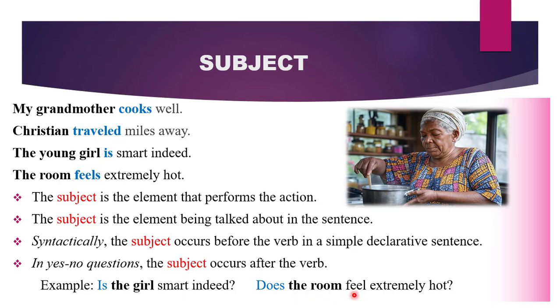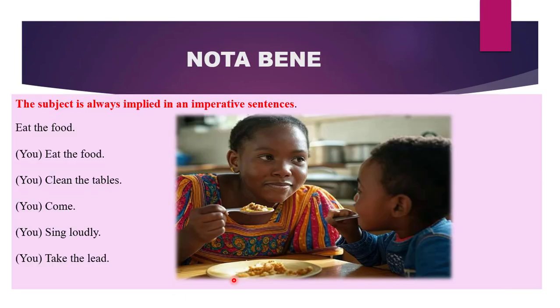Does the room feel extremely hot? The room is our subject. And since this sentence is a question, it didn't come before the verb does. It came after the verb. So in statements, the subjects occur before the verbs. And in questions whose answer are yes or no, the subject would come after the verbal element. What if the sentence is not a statement and it is not a question, but it is an imperative sentence?